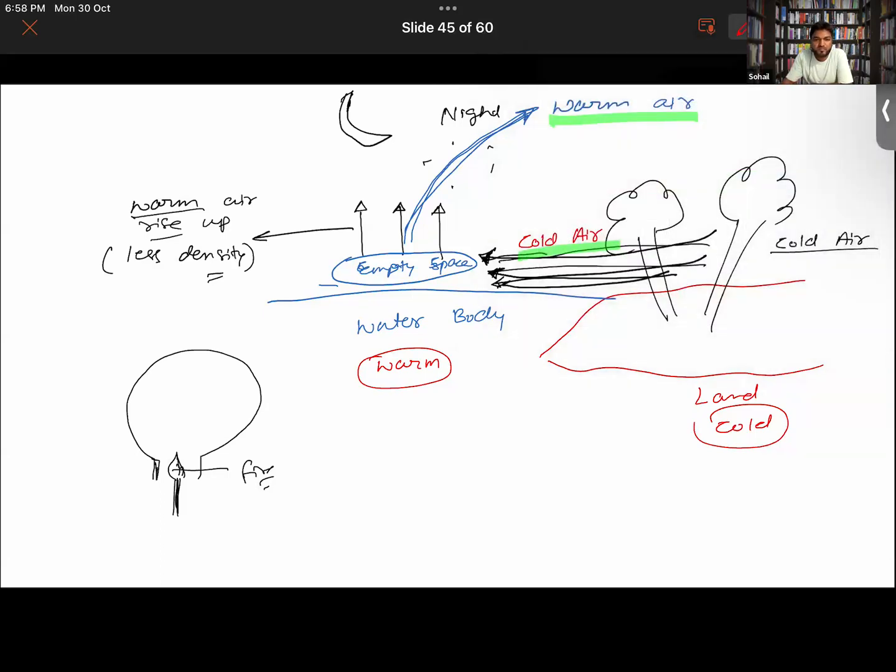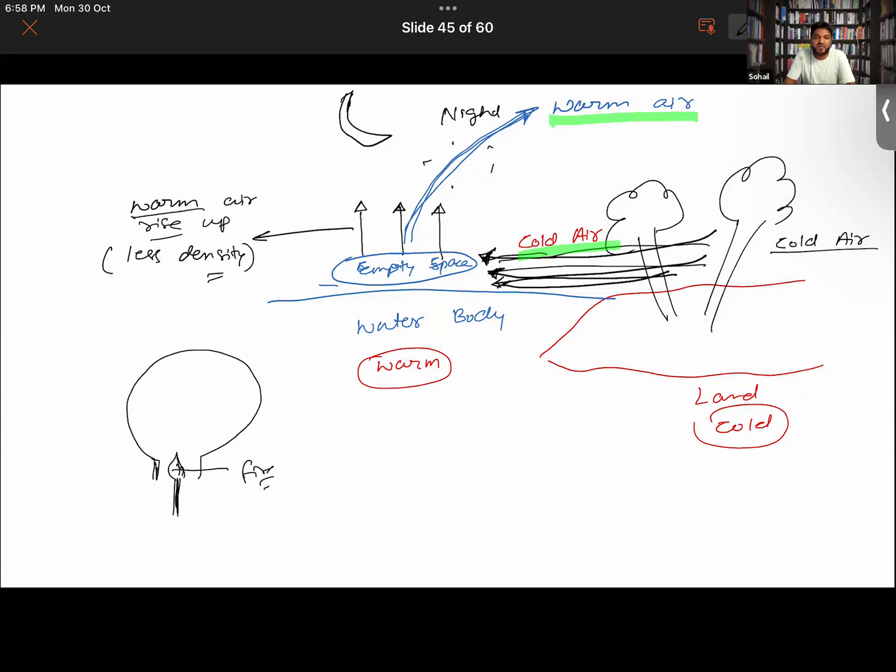Right now. So basically, after sunset, as I said, land will start to lose the heat because we know that land warms up faster and cools down faster, right? So now the air molecules above the land side are relatively colder than the air molecules over the water body, right?